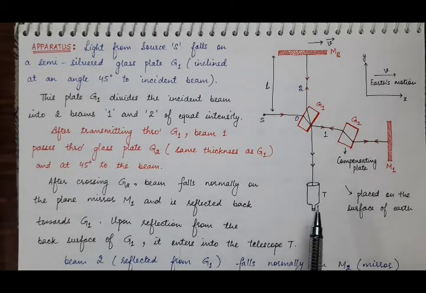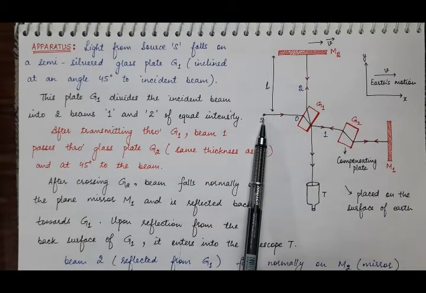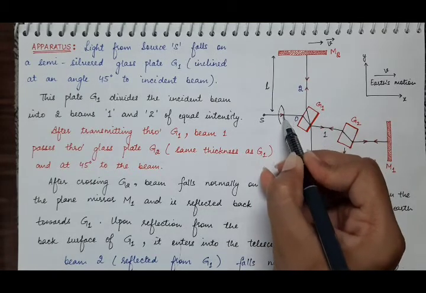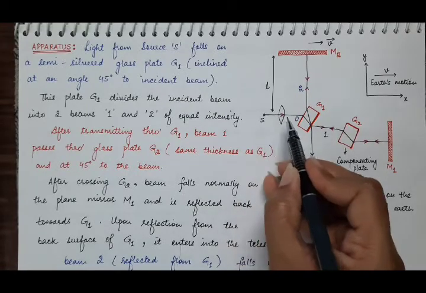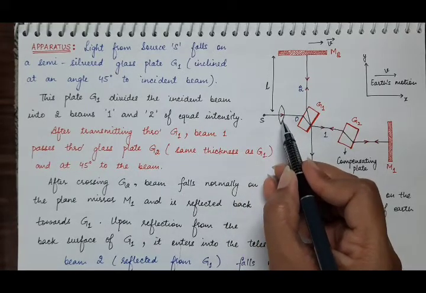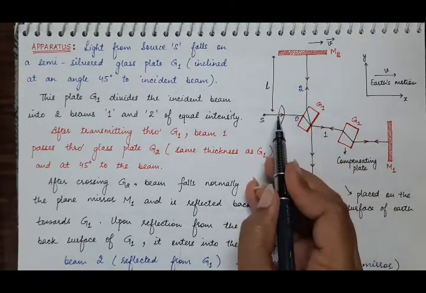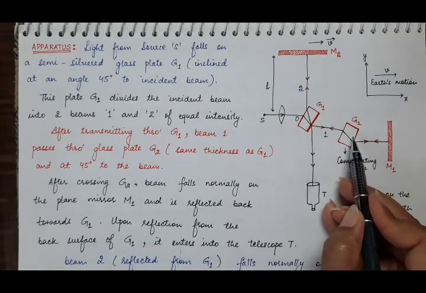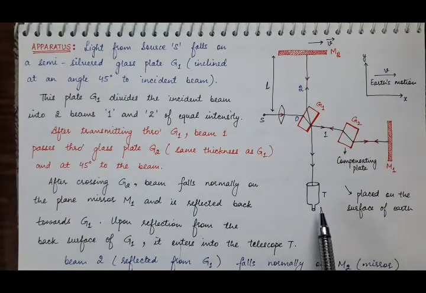First of all, we'll discuss the apparatus of this Michelson-Morley experiment. Here this is the source of light S, and they have used a convex lens, and this source of light was placed at the focus of this convex lens, and then this beam of light will fall on this glass plate. This is glass plate G1, this is glass plate G2. Here we have two plane mirrors M1 and M2 and one telescope.